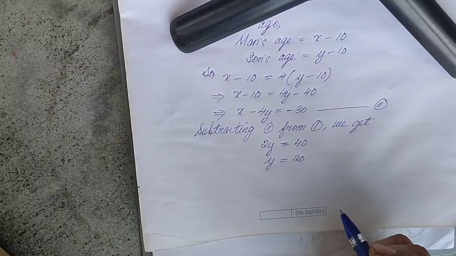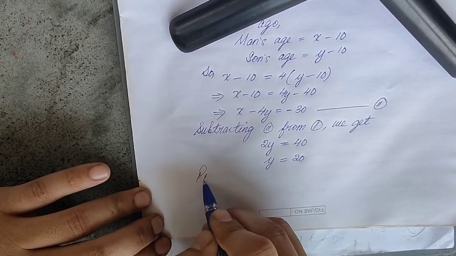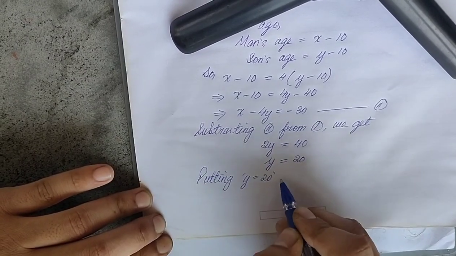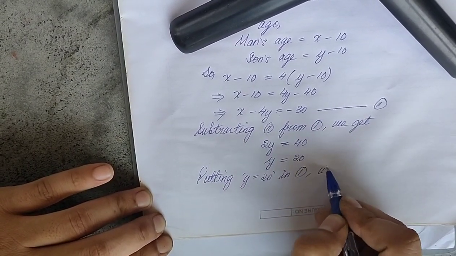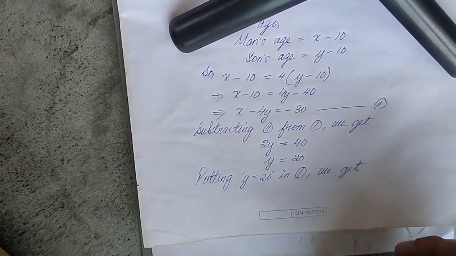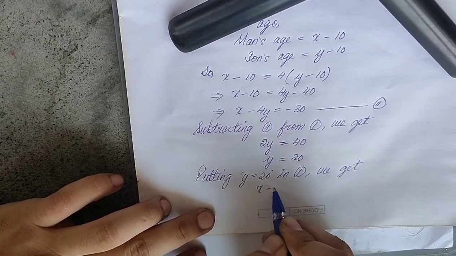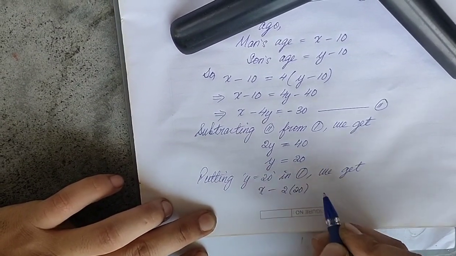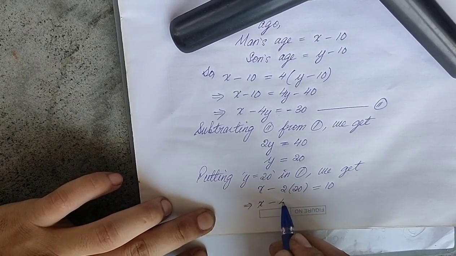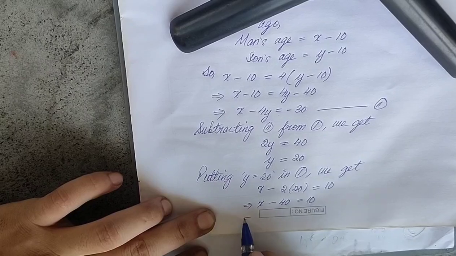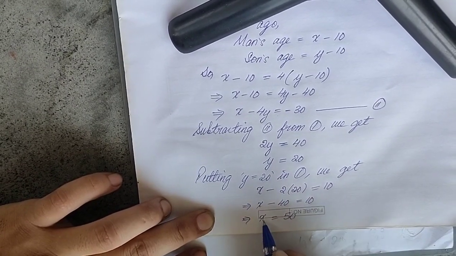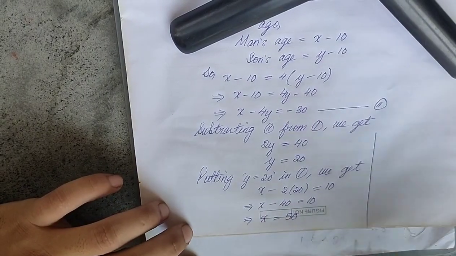Putting y equal to 20 in equation 1: x minus 2y is equal to 10, so x minus 40 is equal to 10. x is equal to 40 plus 10, which is 50. So x equals 50.